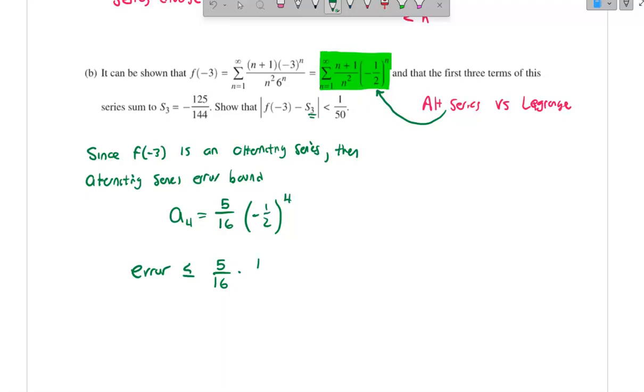5/16 times, that would now become 1 over 16. That equals 5 over 256. Now we are trying to ensure that this is less than 1 over 50. I am sure that this is going to be indeed less than 1 over 50. And as long as I'm acknowledging that I know that this is true, we don't have to prove it. You just have to believe it to be true. And as long as that's the case, we are good to go here for part B.